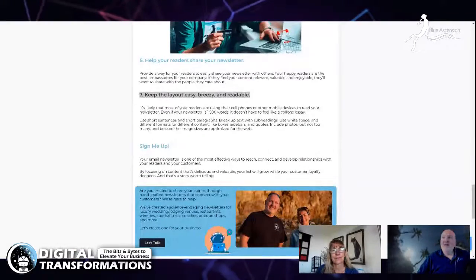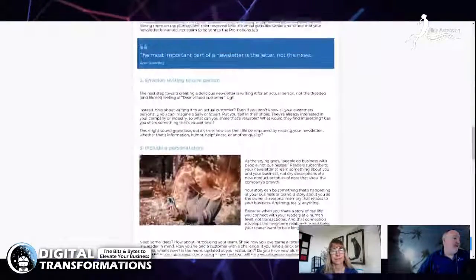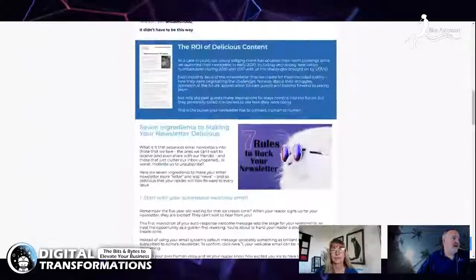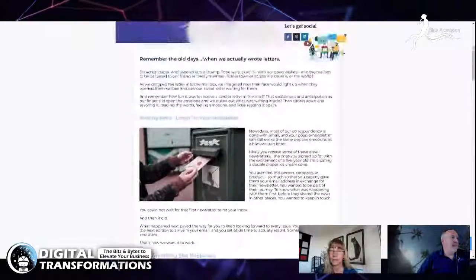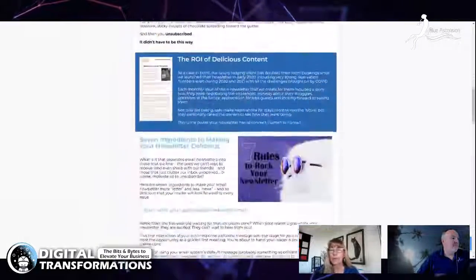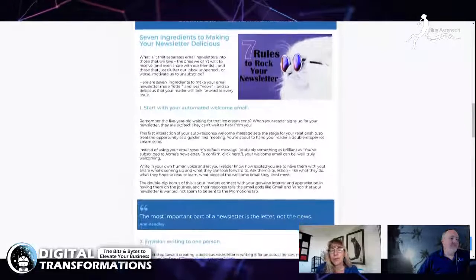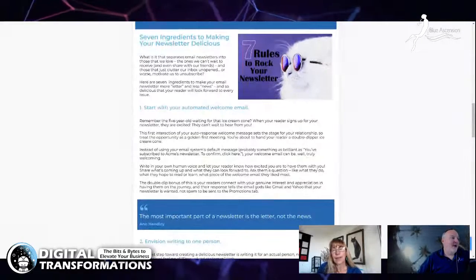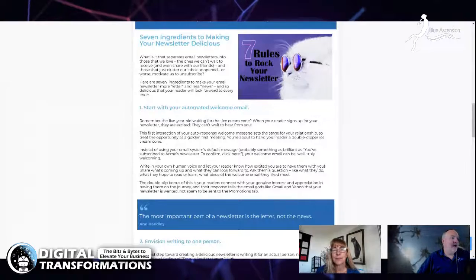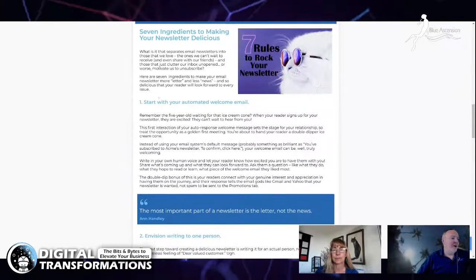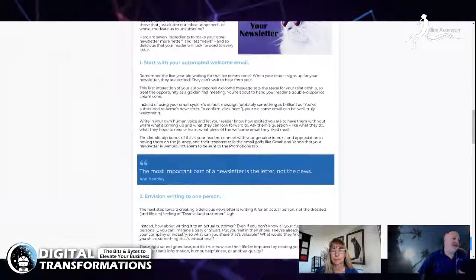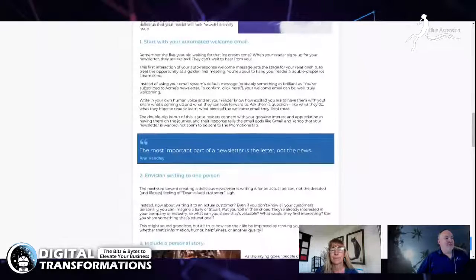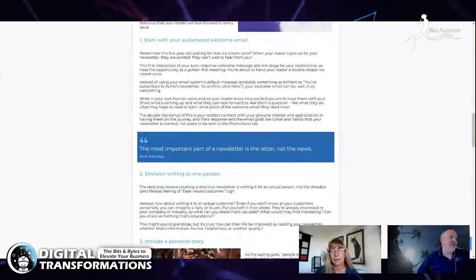Last, as we said, I would say articles are kind of like a newsletter to a certain degree. They are, they're just a little bigger. But same easy flow, talk to your reader. So again, we talked about starting with that welcome email message. Let's start the relationship off strong. Kara shared the really nice quote: "The most important part of a newsletter is a letter, not the news." Right, Ann Handley.